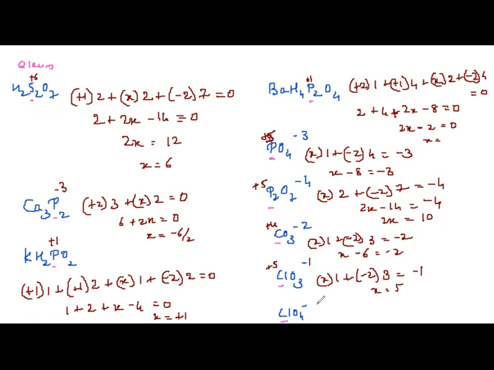Correct? Here similarly, X into 1 plus minus 2 into 4 is equal to minus 1. So 4 2s are 8. X minus 8 is minus 1, so X is 8 minus 1, what is it? It is 7. So here chlorine has plus 7 charge. It has plus 7 charge. Is that right? So this is how we find the oxidation states. You can take it for carbon also. Carbon is also having different oxidation states. Oxygen, you can take Na2O2, peroxide it is.